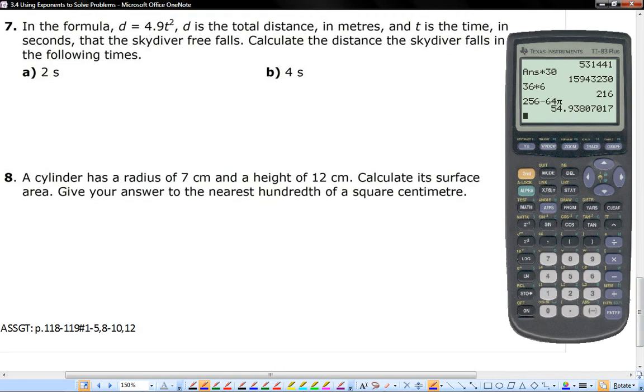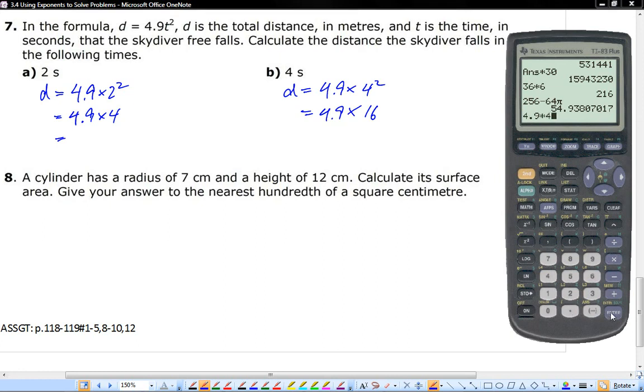Number 7, in the formula d equals 4.9t squared, d is the total distance in meters and t is the time in seconds that a skydiver free falls. We want to calculate the distance that a skydiver falls in the following times. So in 2 seconds, we're going to fall a distance of 4.9 times 2 squared. In 4 seconds, they're going to fall 4.9 times 4 squared. So this is 4.9 times 4 in part A, and 4.9 times 16 in part B.